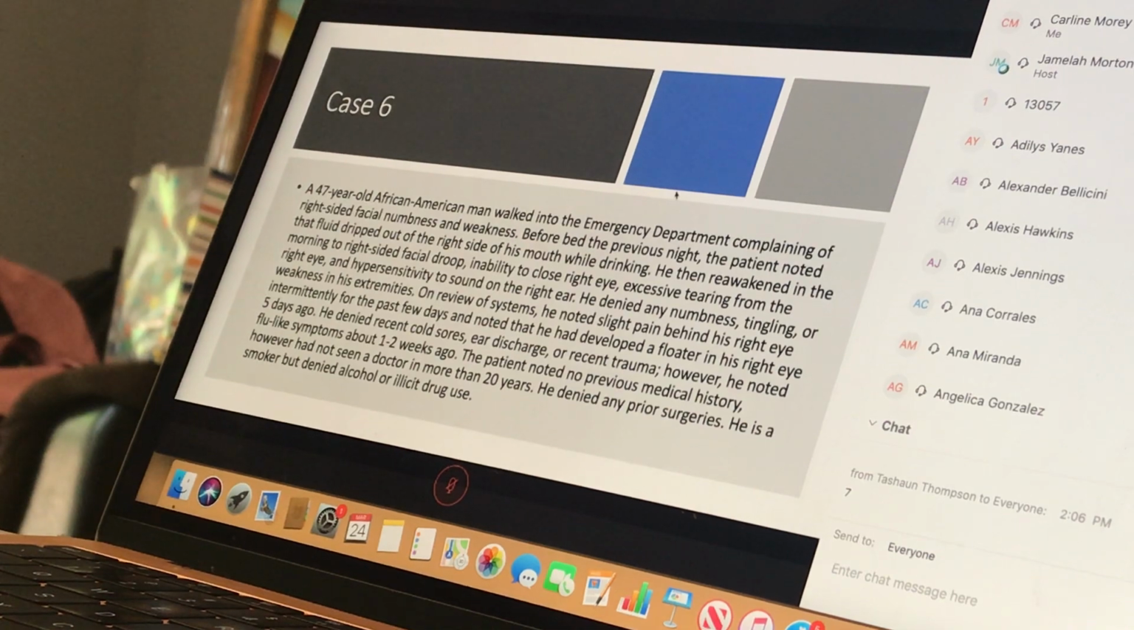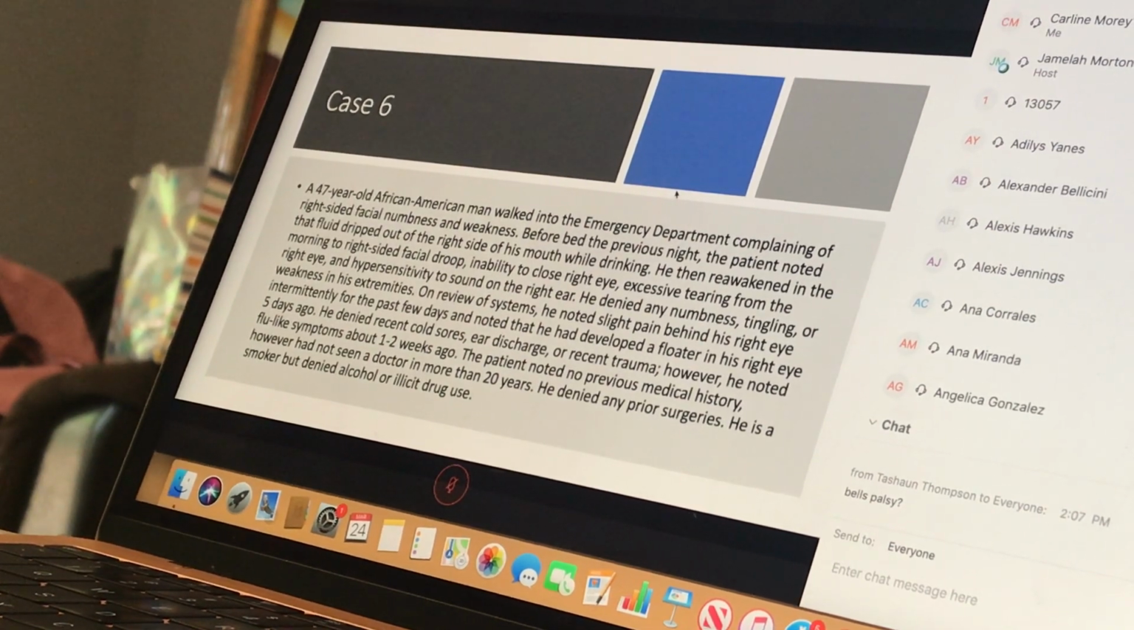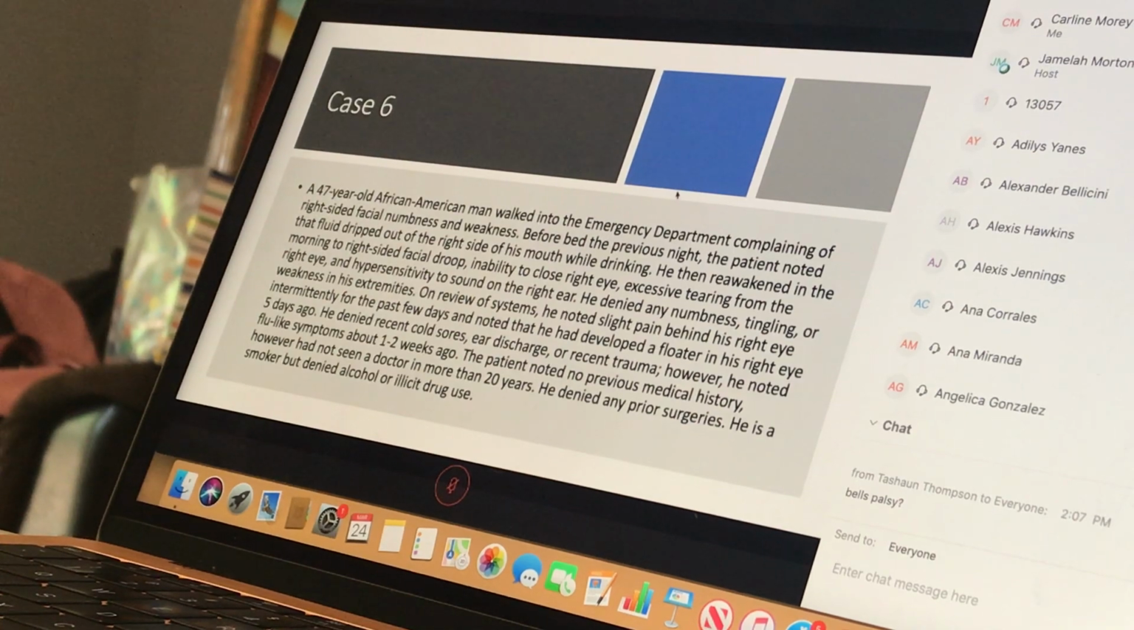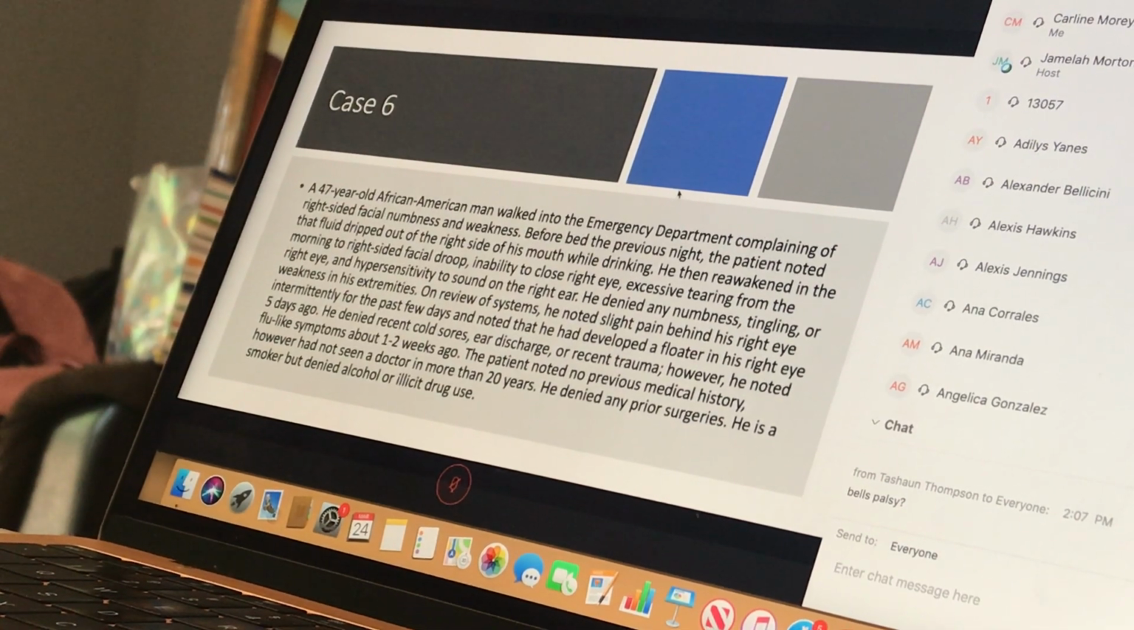What else? It can actually control a little bit of the lacrimal ducts, so you see a little bit of excessive tearing. But this is all cranial nerve 7. Okay. Some people are asking, Bell's palsy, question mark.